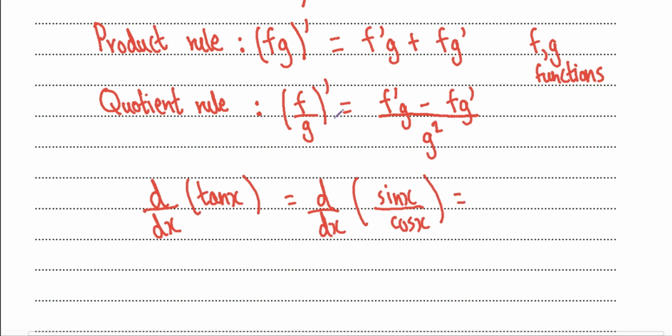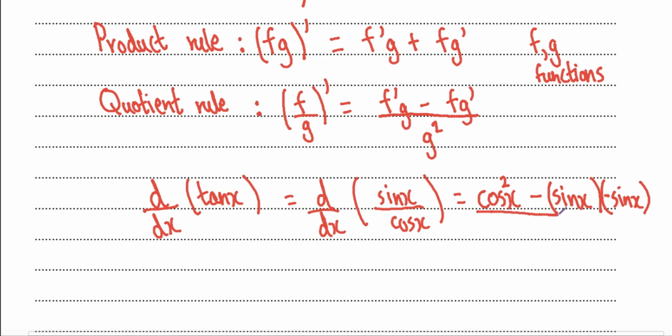So the quotient rule says f over g. So f in our case is sine, g in our case is cosine. So we do f prime times g. So f prime is just the derivative of sine, which is cosine. So that's cosine of x times g, which is cosine of x. So that becomes cosine squared of x, minus f, which is just sine of x, times g prime, which is the derivative of cosine, which is negative sine. So this is sine times negative sine of x, in brackets, and then divided by g squared.